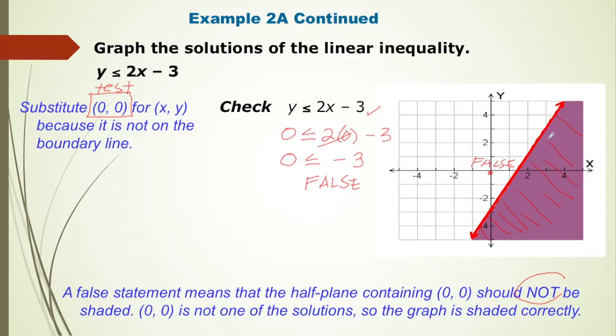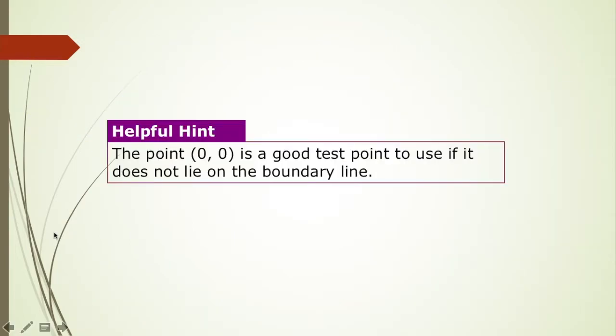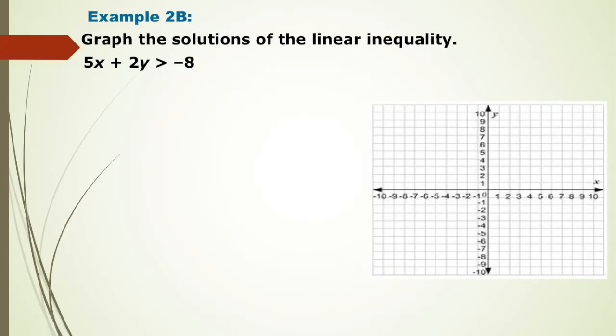So what does it mean? It means that the points on the line going to this region are the solutions, or you can find all the ordered pairs that will make this inequality true. Alright? So this is how you graph a linear inequality. Let's have the second example.